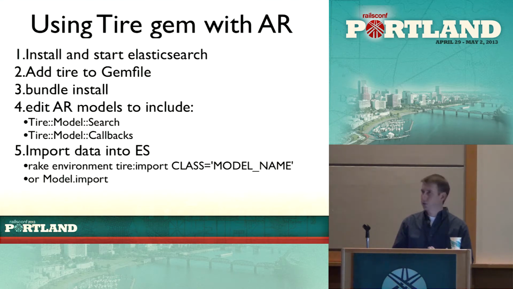We installed Elasticsearch already, but if you are adding this to a new project, you're basically going to edit your Gemfile, add Tire, do a bundle install, and then go into the ActiveRecord models that you want to index and include a couple of modules. These are Tire::Model::Search and Tire::Model::Callbacks, and we'll get into what those do in a second. Then you can import your data into Elasticsearch, either using a rake command, or from the console.